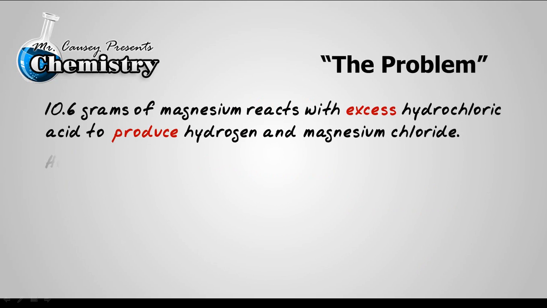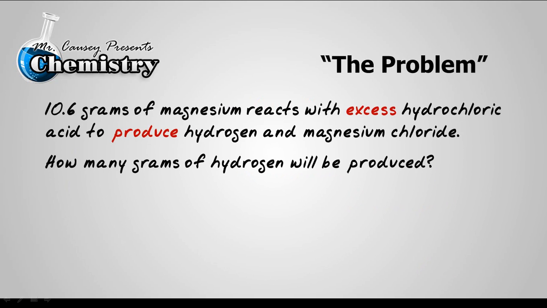10.6 grams of magnesium reacts with excess hydrochloric acid to produce hydrogen and magnesium chloride. How many grams of hydrogen will be produced from this reaction? Now, we don't have to worry about limiting reactant because we are in excess hydrochloric acid. But we do need to figure out how we're going to go about this, getting our grams of magnesium to grams of hydrogen. And we're also going to need a chemical equation to help us.